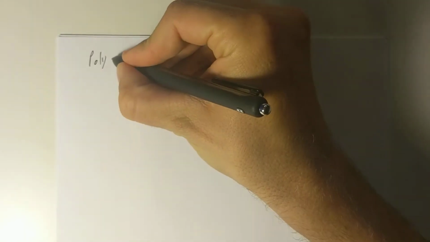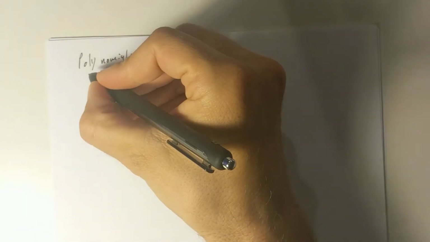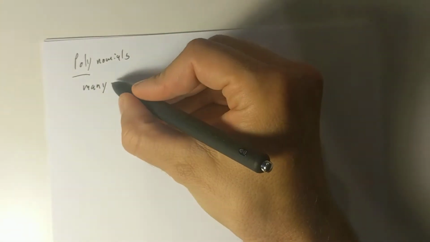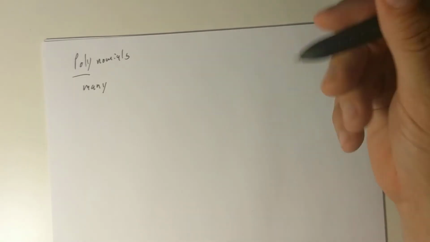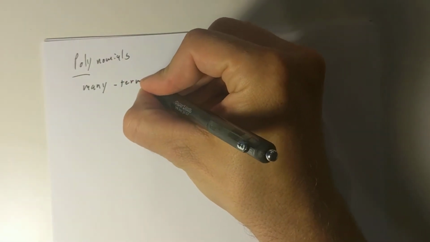All right, class. So today we are going to be learning about polynomials. Poly means many, and nomials, as we've discussed in monomials, means terms. So this thing has more than one term. More than one term means that it's separated by an addition or subtraction.